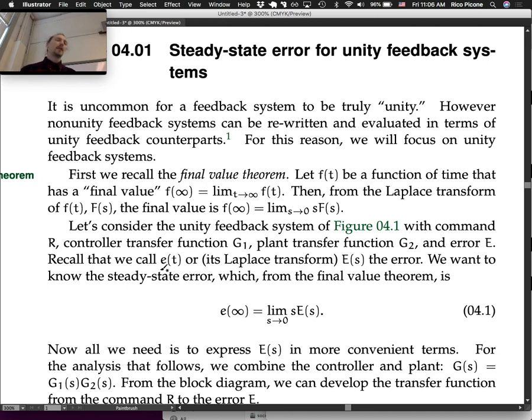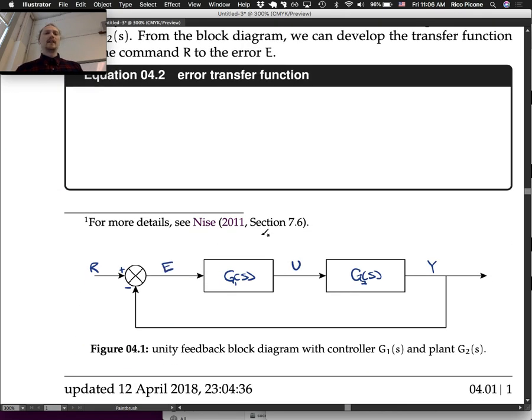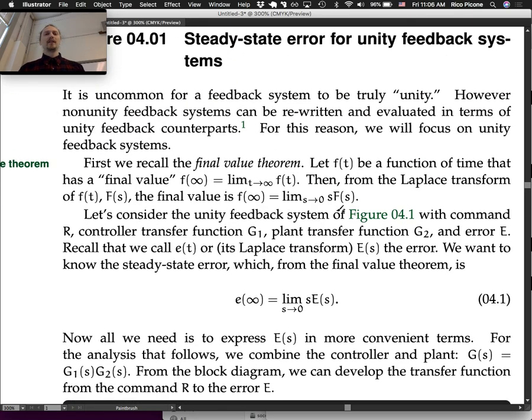So even though we're going to focus on unity feedback, I have a reference here to NICE section 7.6, where you can find a description of how to do that transformation. It's not too hard. You just have to understand the steps.